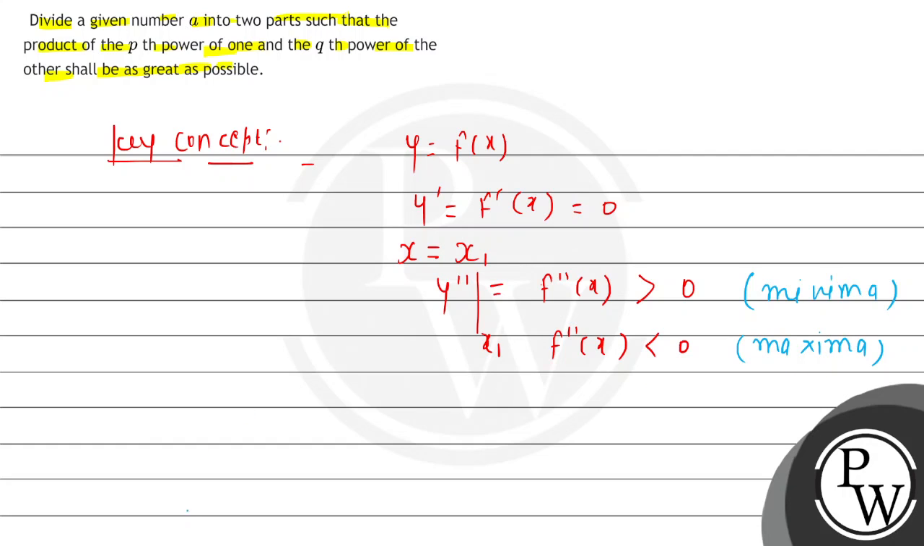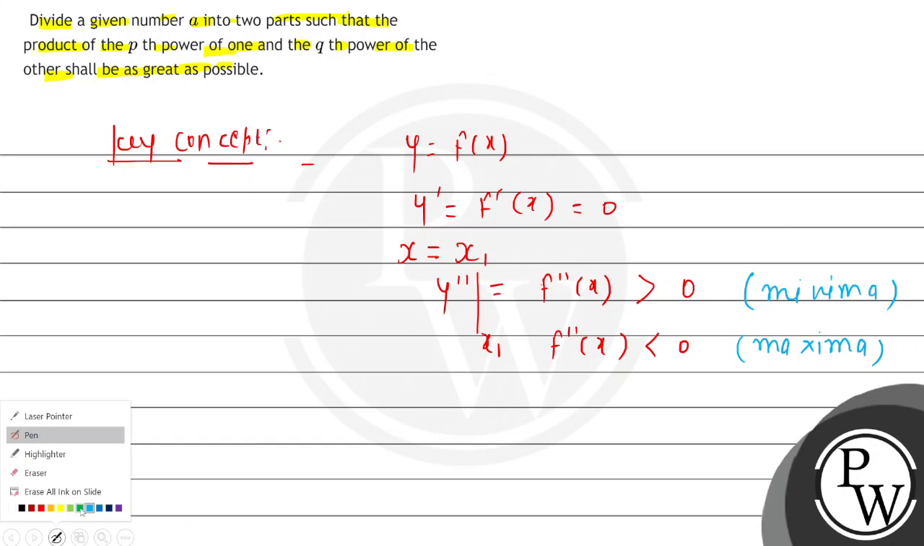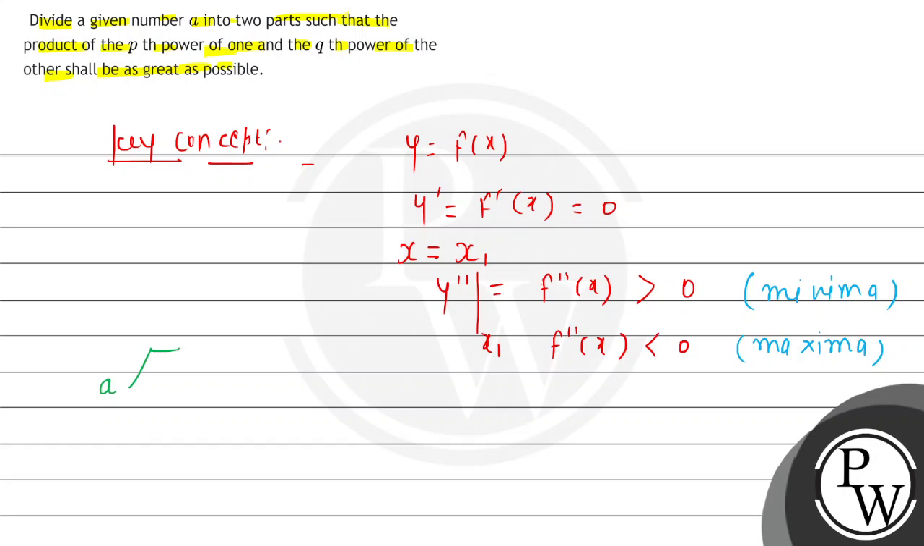Okay, so let's come to the question. Here it is given that a is to be divided. Suppose we are considering x as one part, and the other will be a minus x. So the function is x to the power p into (a minus x) to the power q.